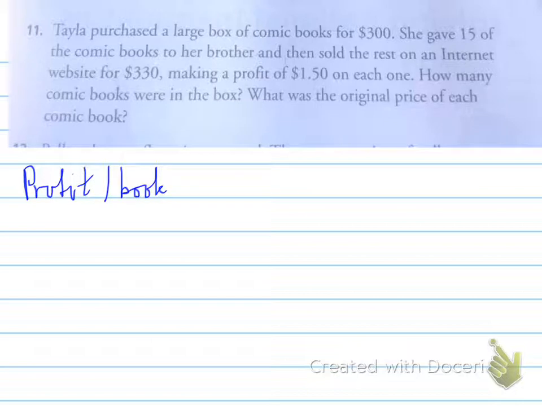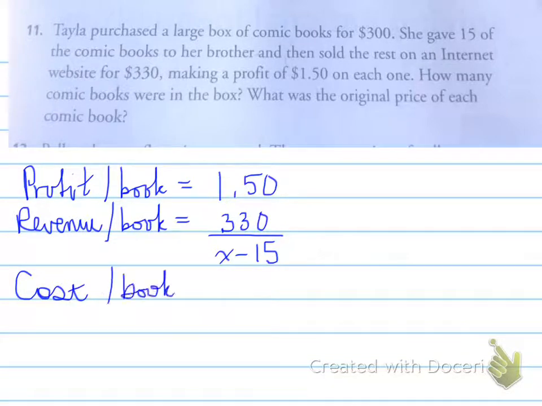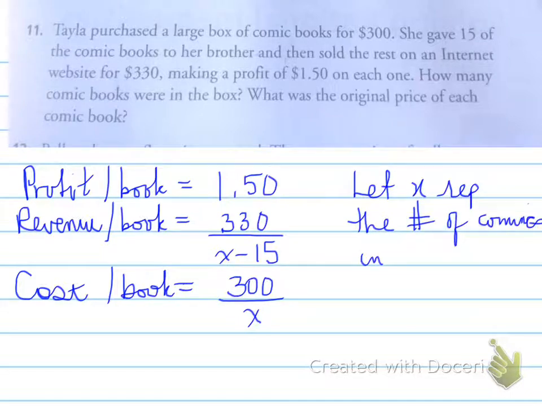So, the same type of question as before. There's a profit per book, which was $1.50, and she earned a revenue of $330 for x minus 15 books. It's x minus 15 because she took 15 of the comic books and gave them to her brother. The rest she sold. The cost per book was $300 for the x number of books, and we let x represent the number of comic books in the box.